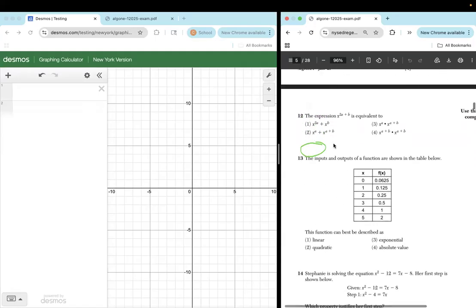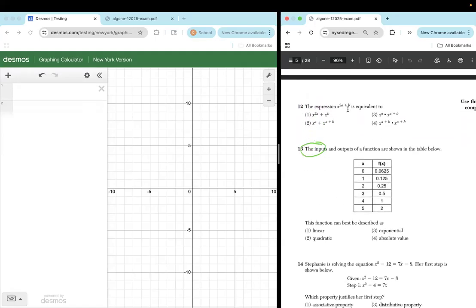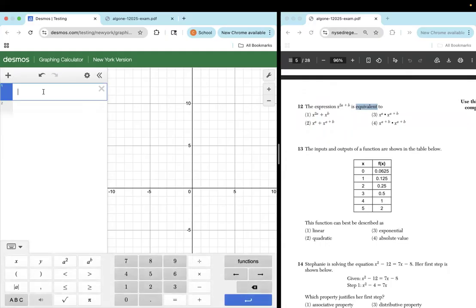The expression x to the 2a plus b is equivalent to. All right, I see the word equivalent again, so I'm going to use the Desmos strategy. X to the power of 2a plus b. Let me play around with that. I should be able to type it in the exponent. X to the power of 2a plus b is equivalent to.